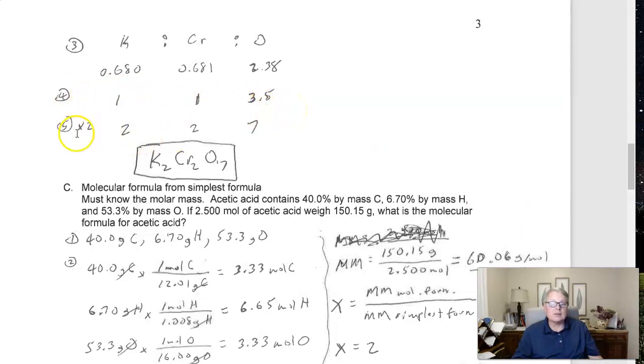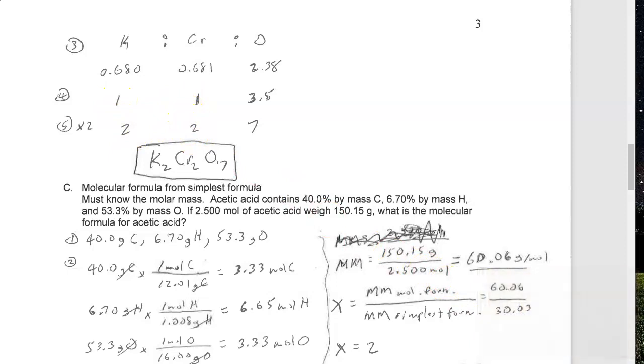So in this case, multiplying by 2, 1 times 2 is 2. 1 times 2 is 2. 3.5 times 2 is 7. All right, are those small whole numbers? Yes, they are. All right, so you are ready to write the formula. So my formula is K2Cr2O7. And that is the simplest formula.